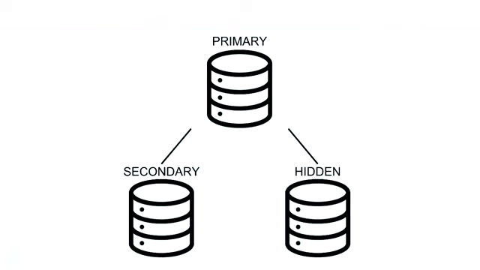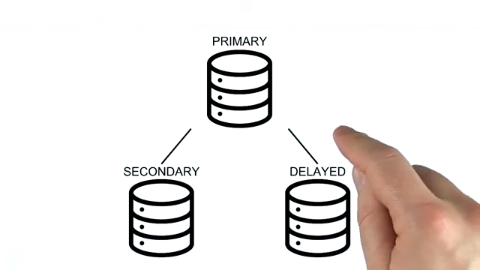Within secondary nodes, these can also be set to have specific or special properties defined. We can define hidden nodes, for example. The purpose of a hidden node is to provide specific read-only workloads or have copies of your data which are hidden from the application. Hidden nodes can also be set with a delay in their replication process. We call these delayed nodes. The purpose of having delayed nodes is to allow resilience to application-level corruption, without relying on cold backup files to recover from such an event.